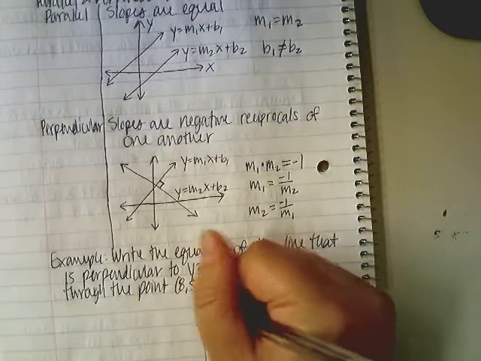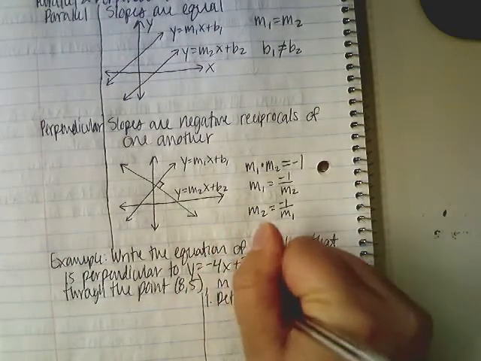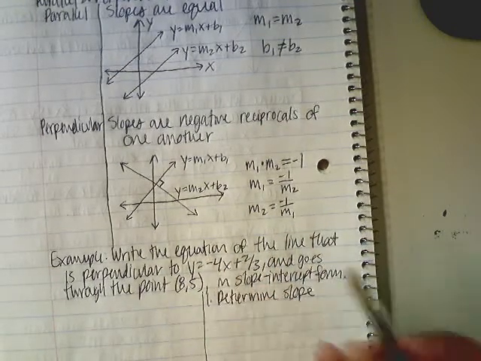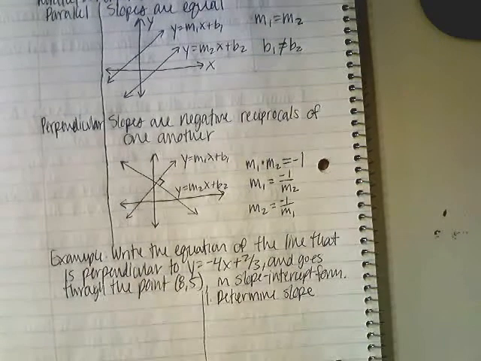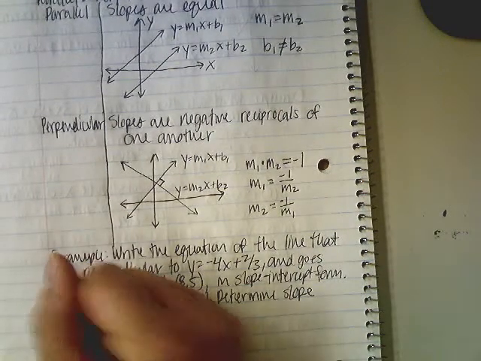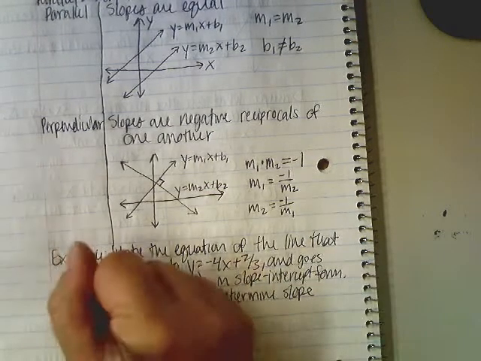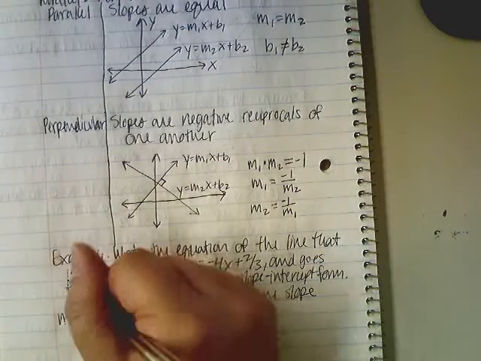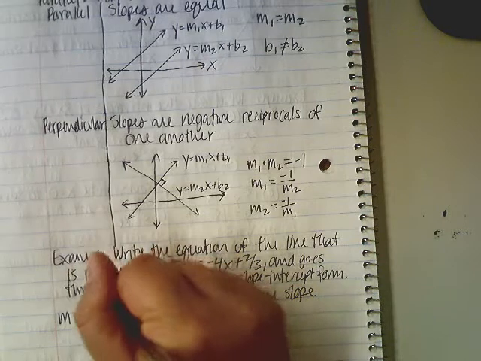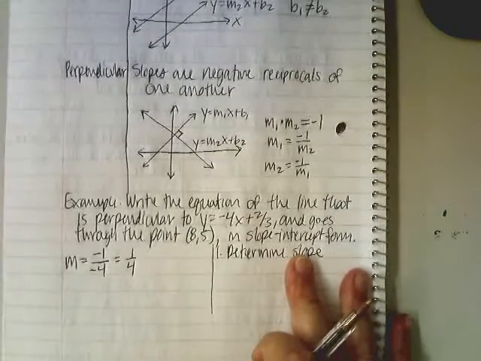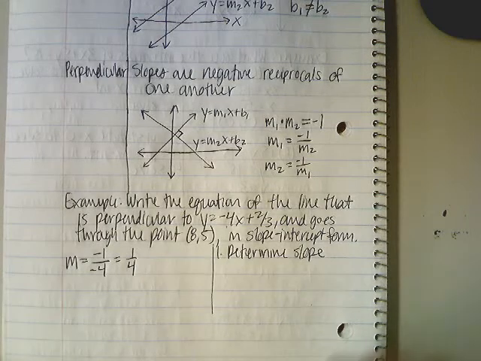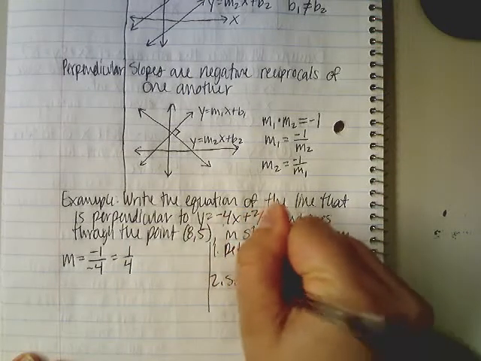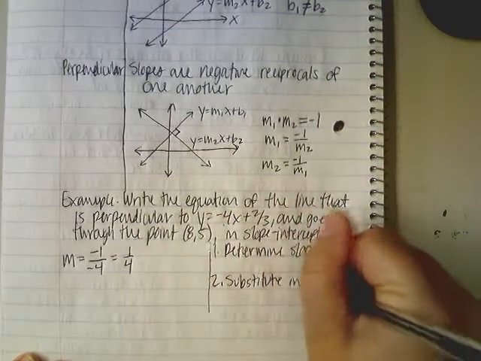The first thing I'm going to do is determine my slope. If this is the original slope, I know I can flip and negate it, and that will give me the perpendicular slope. So my new slope is going to be -1 over my original slope, -4. So -1 over -4, which simplifies to +1/4. My new slope is going to be +1/4. And now I can substitute into point-slope form.